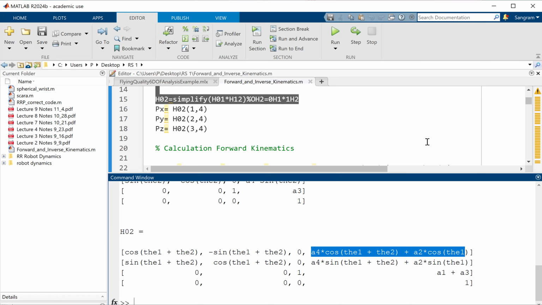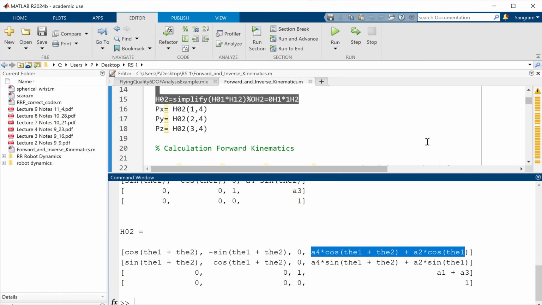Why is it A4 cos theta 1 plus theta 2 and not just cos theta 2? Right. Why? Because look at the way we have defined theta 2. Theta 2 was defined with respect to link 1, not with respect to horizontal x. Because we need to be consistent. Once again, what I mean by that. This is your first joint. This is your second joint.